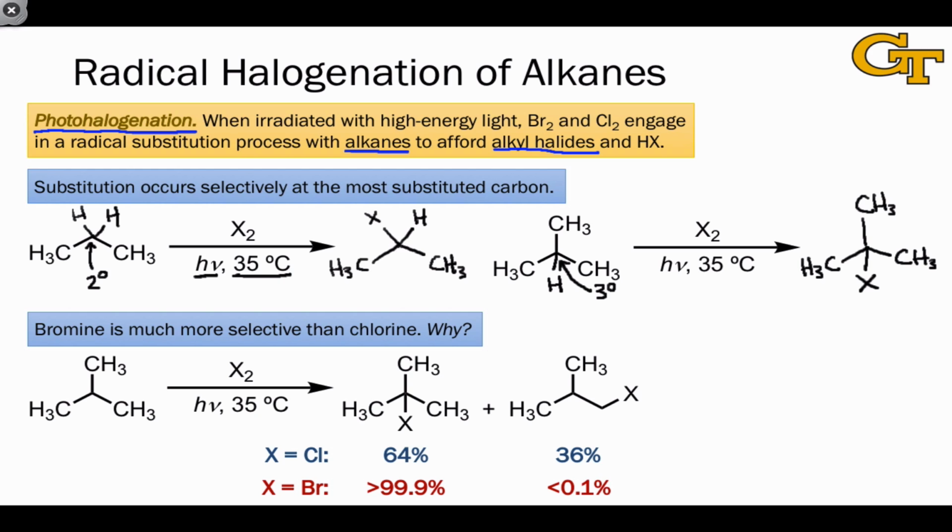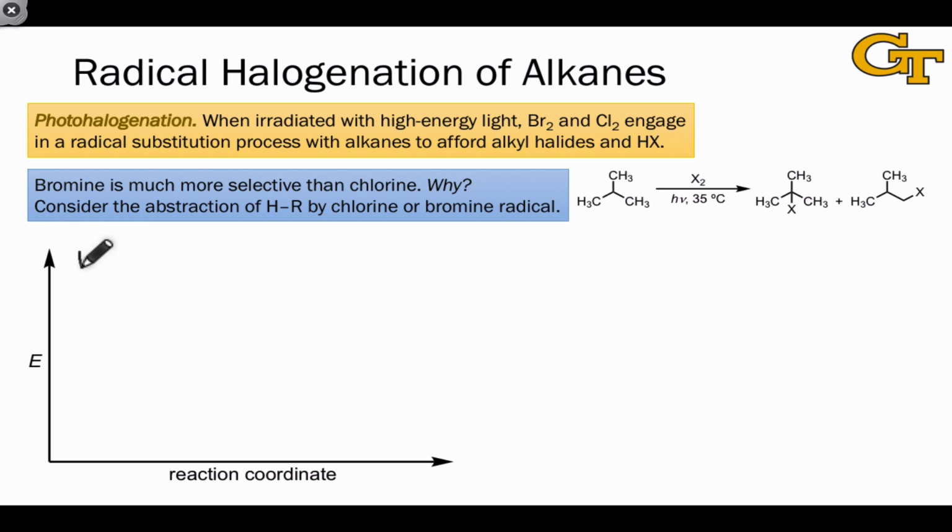Why is bromine so much more selective than chlorine in this reaction? This actually has a lot to teach us about reactions in general, as we'll see. Let's focus in on the key first step of propagation in this reaction, which involves abstraction of the hydrogen atom by the halogen radical, leading to an alkyl radical intermediate and HBr. Based on the bond dissociation energies here, we know that this step is actually significantly uphill in energy. It's endothermic, since the bond we're forming, HBr, is weaker than the bond we broke, H-carbon.